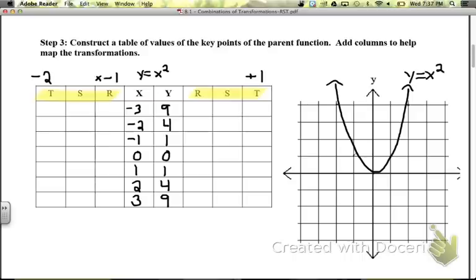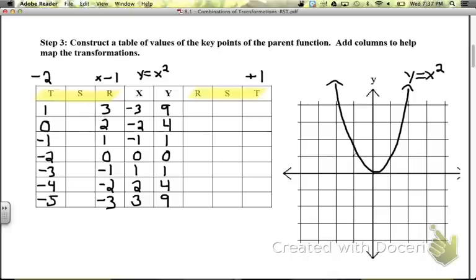So let's first deal with our x. We have our reflections here. We're going to multiply each x value by -1. So we have 3, 2, 1, 0, -1, -2, and -3. Now the next thing that we want to do after the reflection is subtract 2 from each value. So we have 1, 0, -1, -2, -3, -4, and -5.